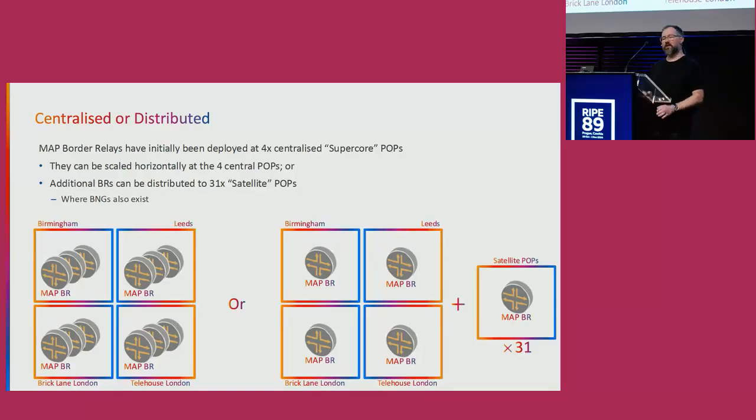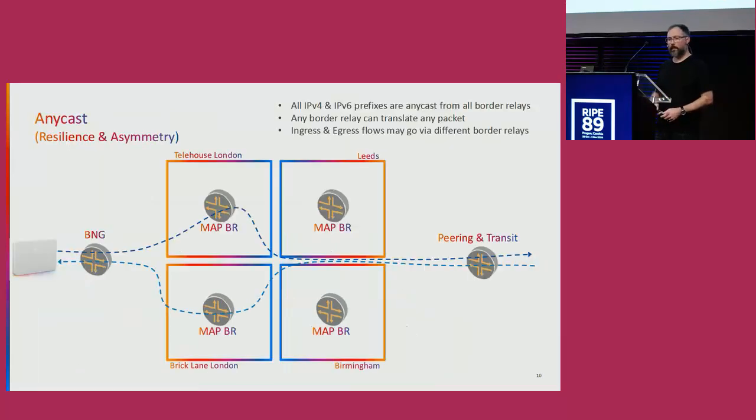It doesn't really make any sense to go beyond the BNG, because packets need to be routed via the BNG anyway. So because MAP-T is stateless, we can do things like anycast for resiliency. We anycast all of the IPv6 prefixes from all of the border relays southbound to the BNG, and we anycast all of the v4 prefixes northbound to the peering transit and CDN and what have you. So ingress and egress flows can be asymmetric and go by any of these border relays.